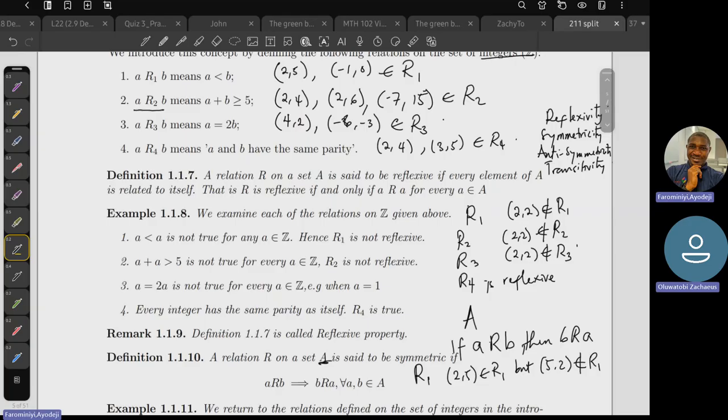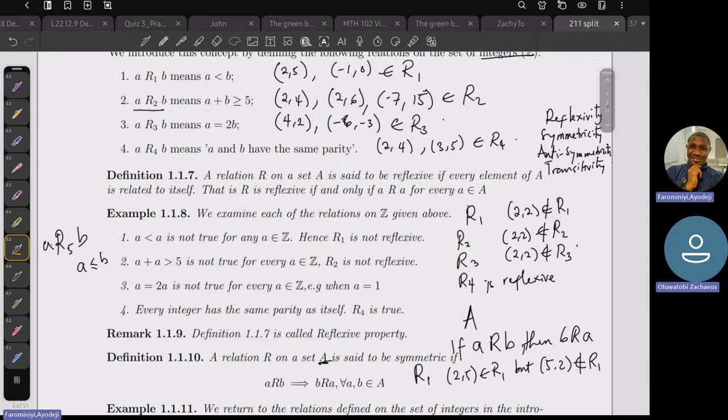What if I change it to less than or equal to? So let's say R5. A R5 B means A is less than or equal to B. Let's start with reflexive. Is it reflexive? Yes, it is reflexive. Less than or equal to is reflexive.